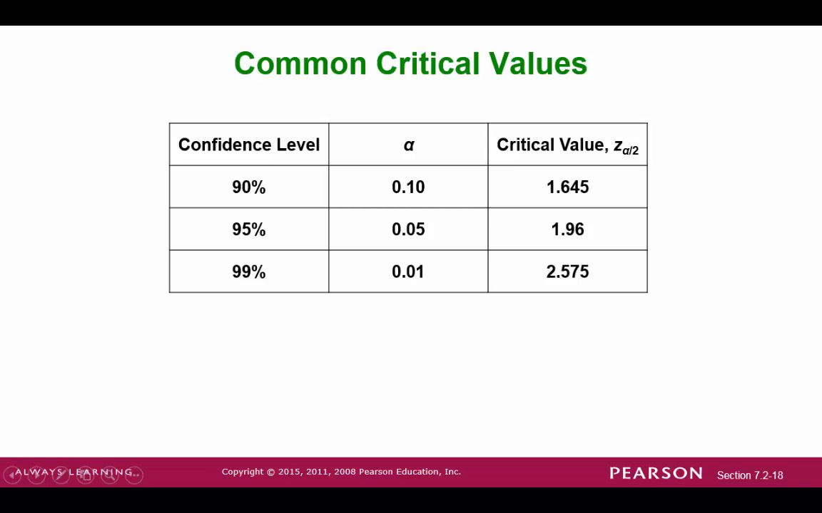So we talked about our popular confidence levels being 90%, 95%, 99%. We have a corresponding alpha probability with each of those confidence levels. And then it turns out that we have some values to try to remember or be able to look up. So the critical value for 90% confidence is going to be 1.645. We will be using the 95% confidence level quite a bit, and so the critical value z sub alpha over 2 for that is going to be 1.96.